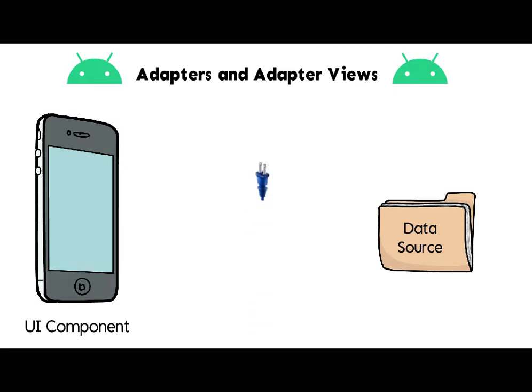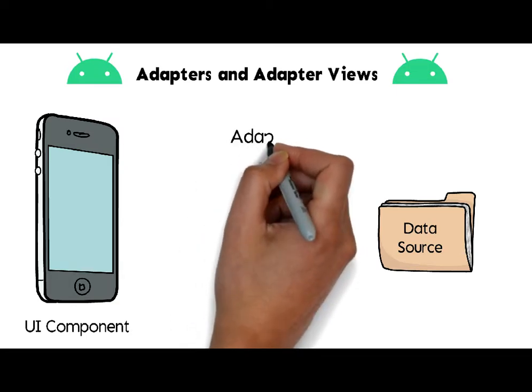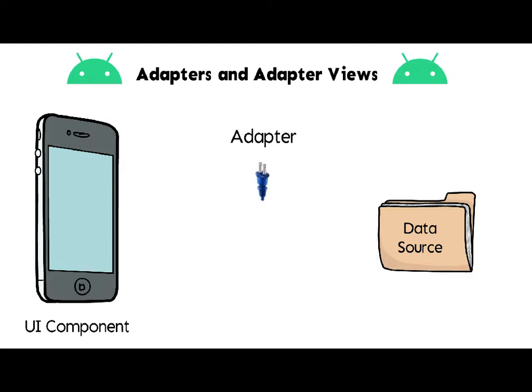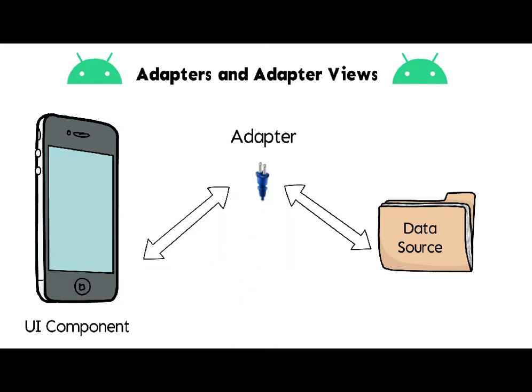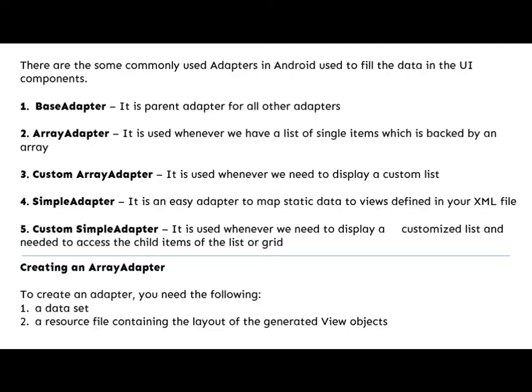An adapter converts data items into view items, so that they can be displayed in UI components. List view, grid view, spinner, etc., use an adapter to display the data. Here is the list of commonly used adapters. In today's task, we will use an array adapter.